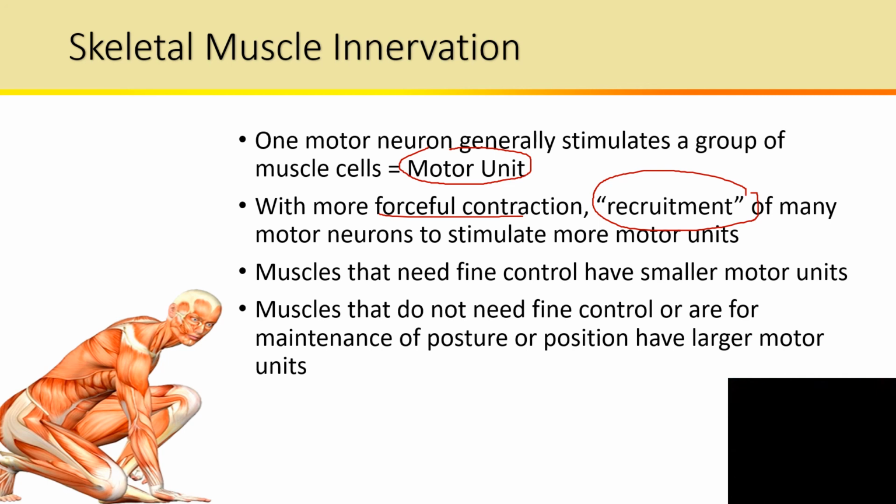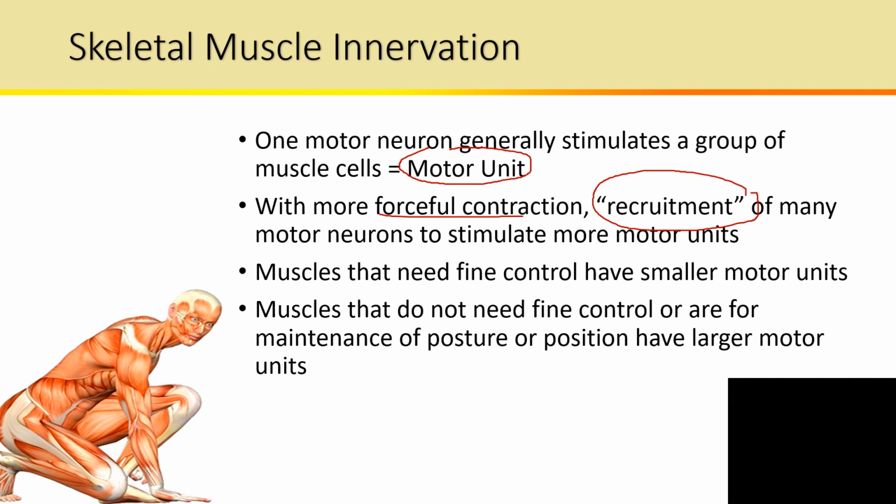A couple of things to note about this concept of motor unit and recruitment is that muscles that need fine control have smaller motor units. And this makes a little bit of sense. If I need fine-tuned control, I need to have more nerves going to that area that supply a smaller number of sarcomeres each. And that just provides a lot more control. It's logical when you start to think about it.